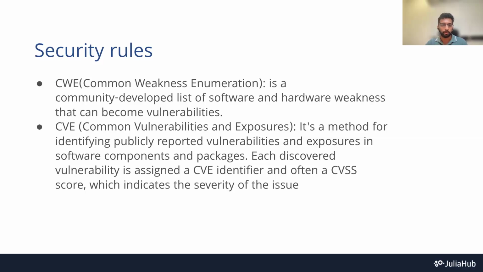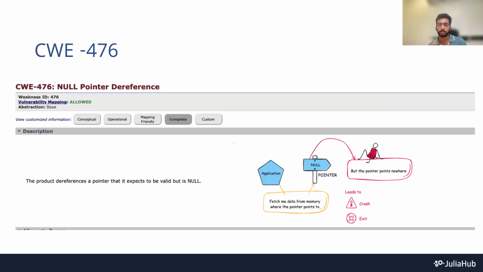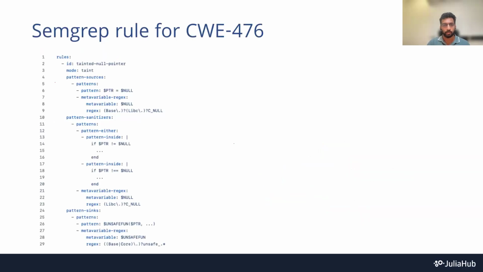Let's go into one example of what a CWE is. So here is a CWE, CWE-476, which pertains to null pointer dereferencing. Null pointer dereferencing happens when the code tries to access an invalid memory location or a null memory location. So let's see what a Semgrep rule would look like in order to catch this error.